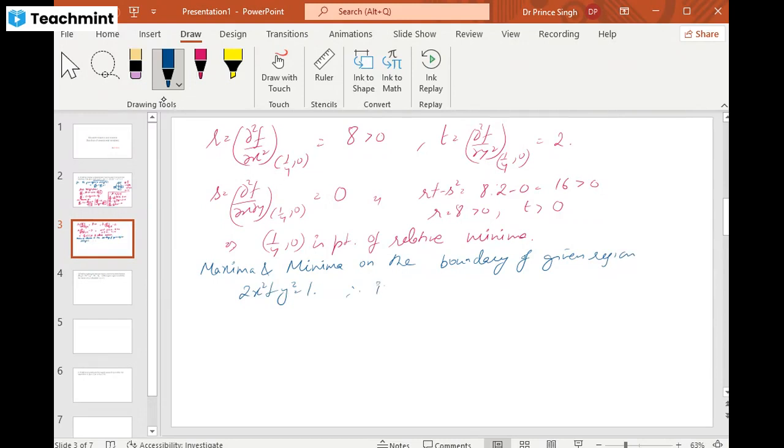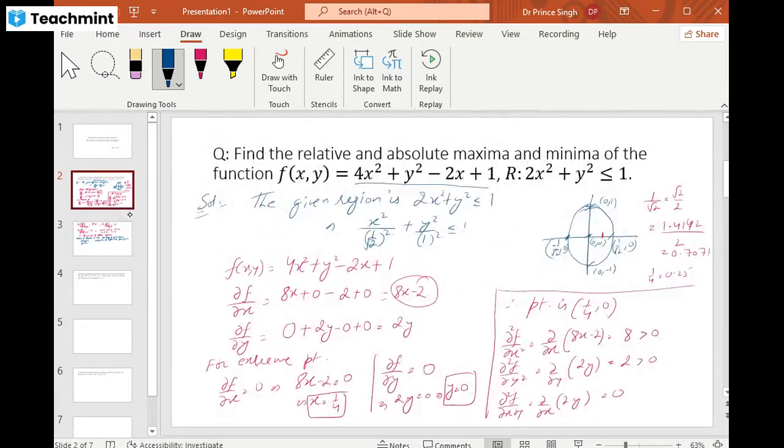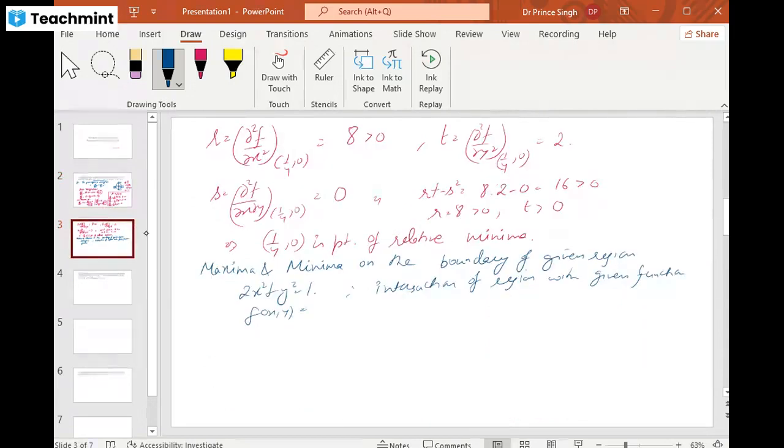So therefore the intersection of the region with the given function f(x, y), which is equal to, our function is 4x² + y² - 2x + 1. So we are going to consider the point of intersection of the region and the surface. Okay, so we want to see whether we'll get a maxima or minima of the function on the boundary of the region. So there are two ways.